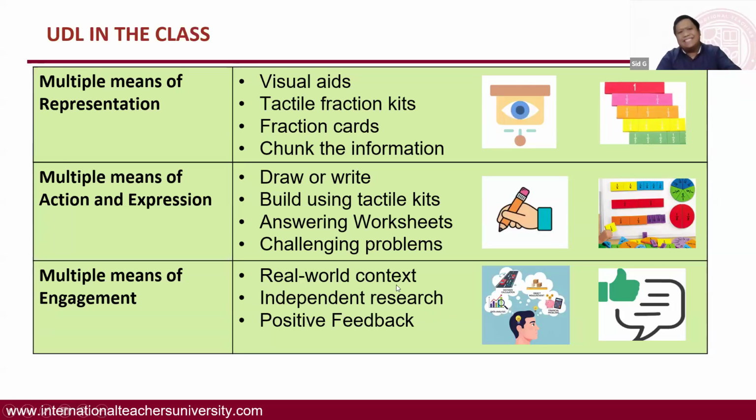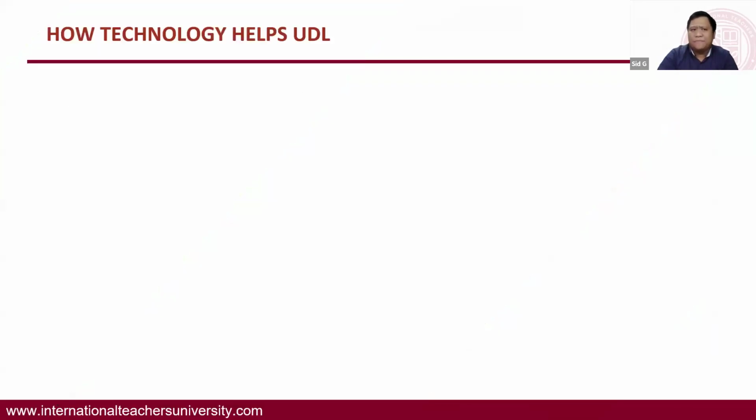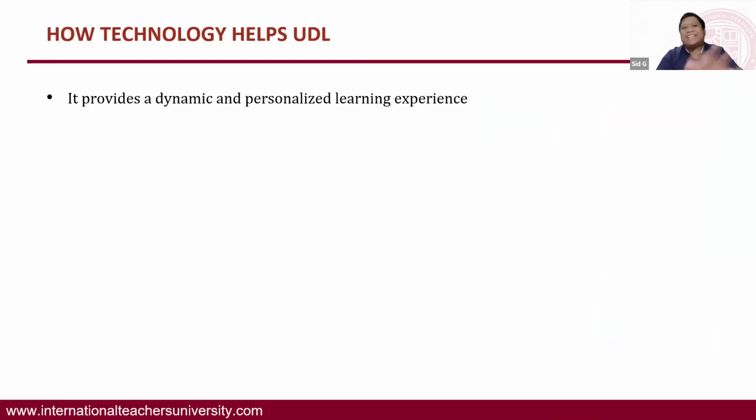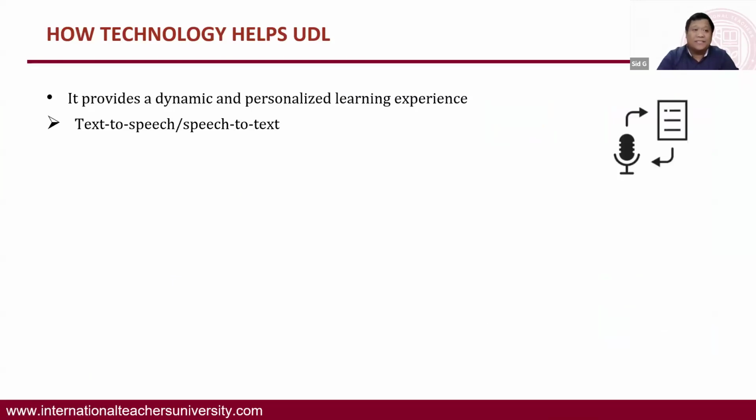So if we can use this without technology, then what is the use of technology? Okay. It provides dynamic and personalized learning experience. Like it's very easy nowadays. Text to speech or speech to text. These are for the students who are visually impaired. Okay. It will be easier for them that their laptop will read that for them.